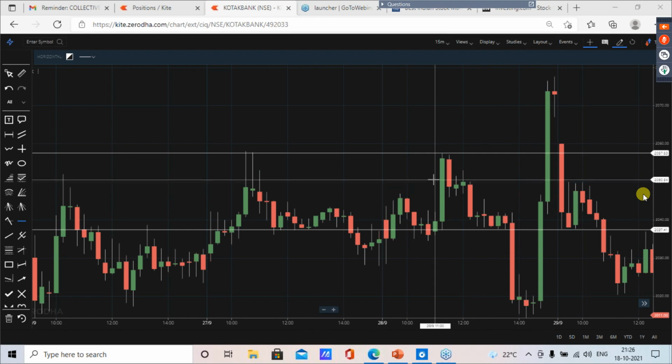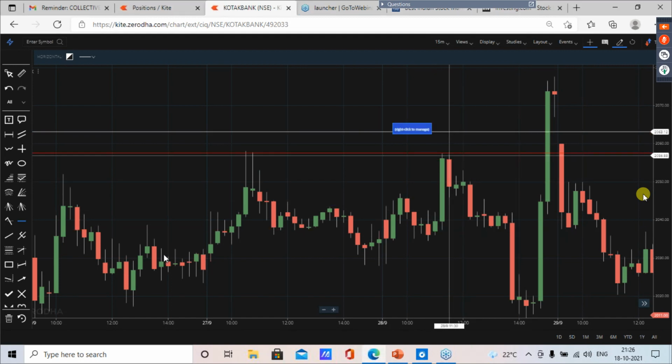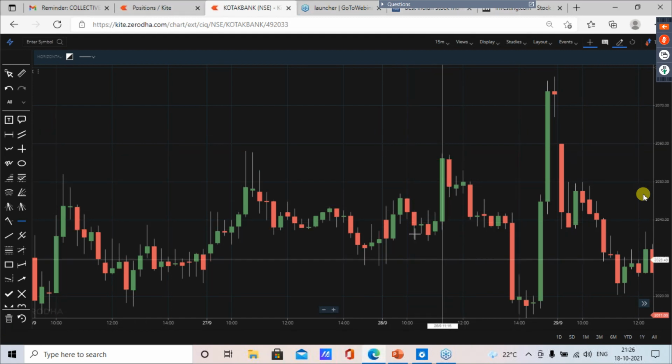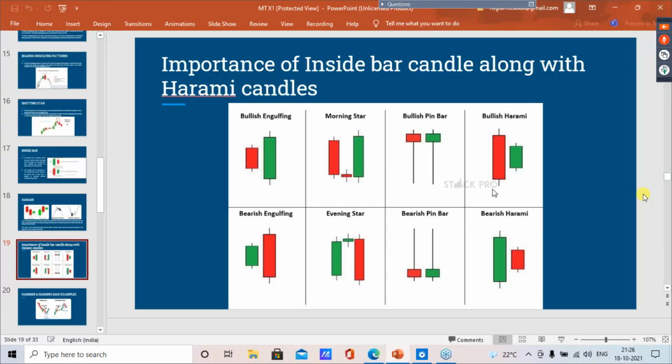So you guys need to be alert in identifying a few candles. You just write down a few points for bullish and bearish Harami. After that, we'll close this candlestick pattern and we'll skip to screeners.